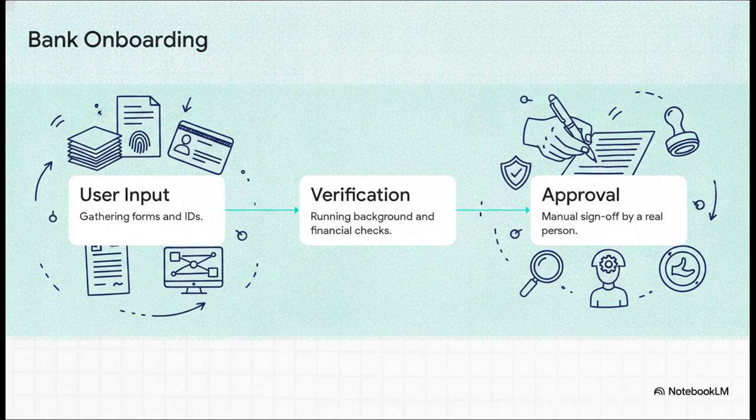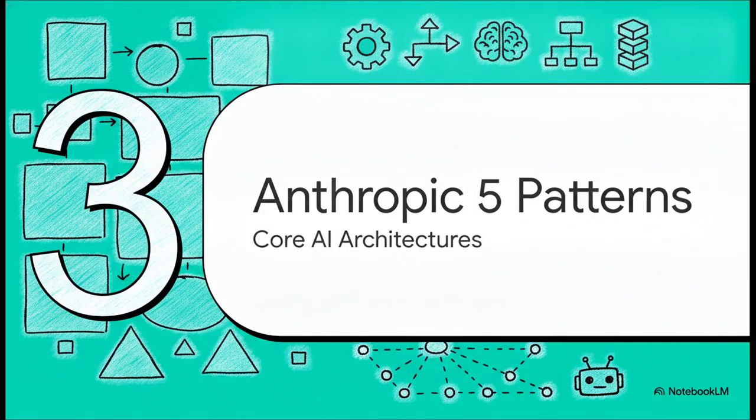First, you've got user input, gathering your ID and forms. Next up are the background checks, so verifying financials and making sure there's no criminal record. And finally, you usually hit a human-in-the-loop step where a real, live person has to manually hit approve. This whole sequence is a workflow, and AI agents need predefined patterns to execute workflows exactly like this one without going off the rails. Moving on to Section 3, Anthropic's 5 agentic patterns.